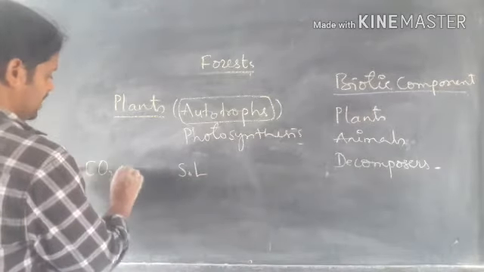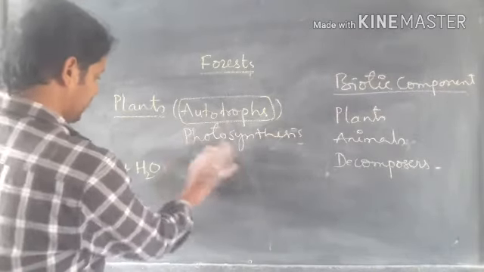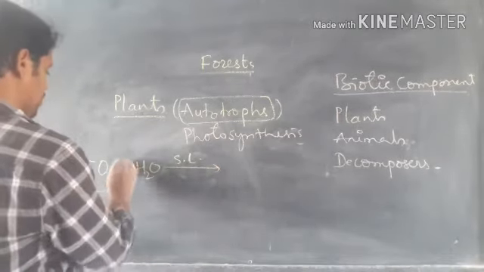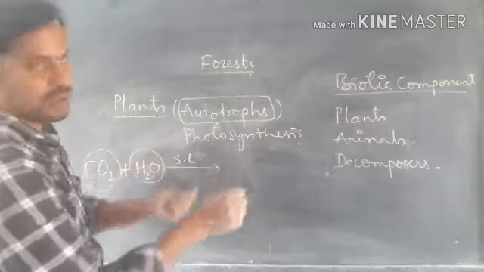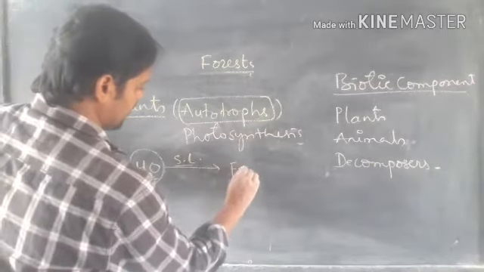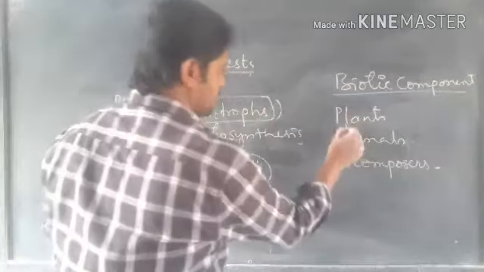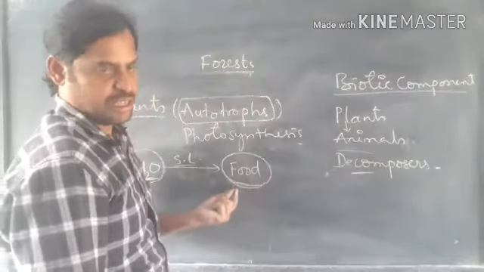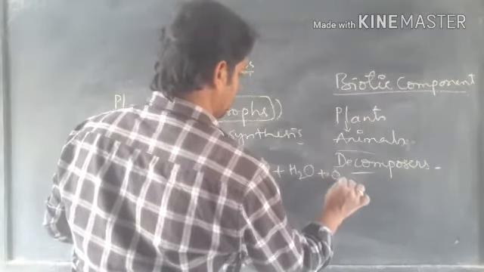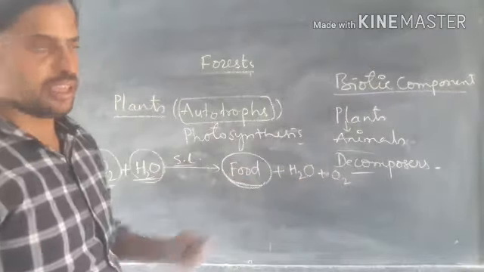it combines carbon dioxide and water. These two are non-living things, abiotic components. Sunlight is also an abiotic component. So there is an interaction between abiotic and biotic components. By using these abiotic things, the plant can prepare food. This is the food for the plant itself and also for the remaining animals and decomposers. Plus it also gives us water and oxygen, which are necessary for the survival of animals.